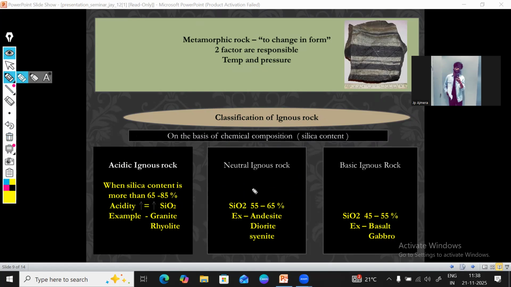So neutral igneous rock is when the silica content present inside the igneous rock is 55 to 65%. That rock is called the neutral igneous rock. All right. Okay, so these are the three examples of neutral igneous rock. They are pretty important. What are these three examples? The first one is andesite, then diorite, and syenite.